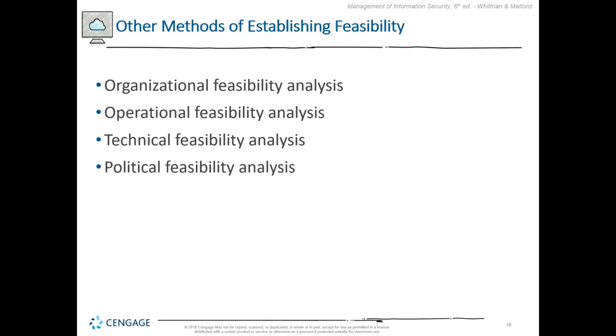Technical feasibility is the determination of whether or not an organization has the technology necessary to implement, support, and manage a program. Then we have the political feasibility analysis. It determines what can and cannot occur based on the consensus and relationships among the communities of interest within an organization.